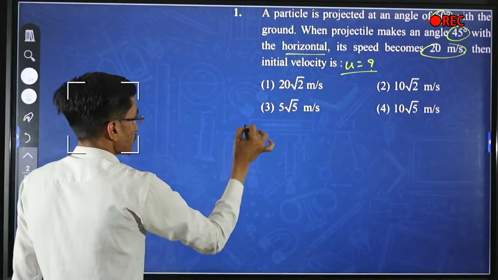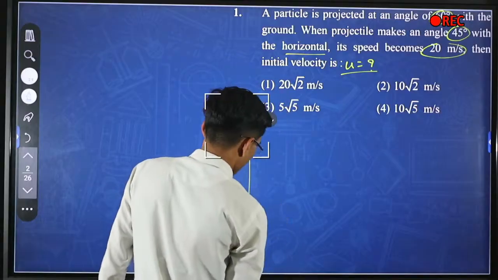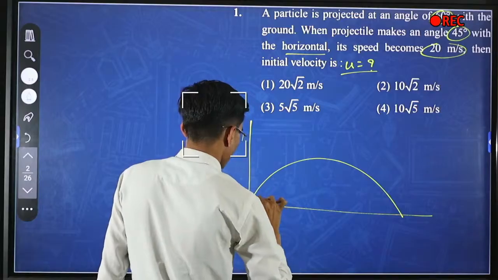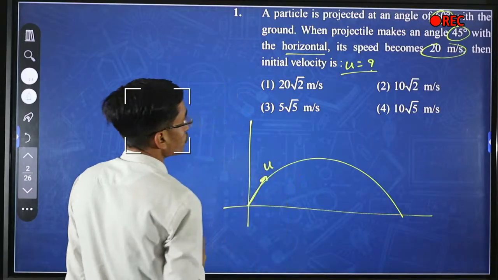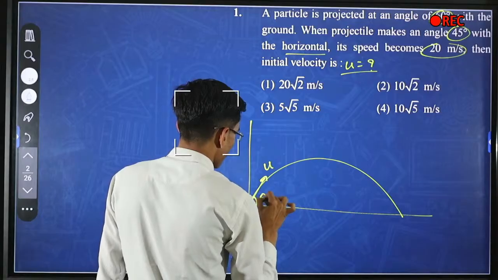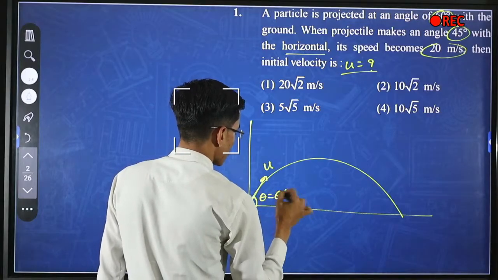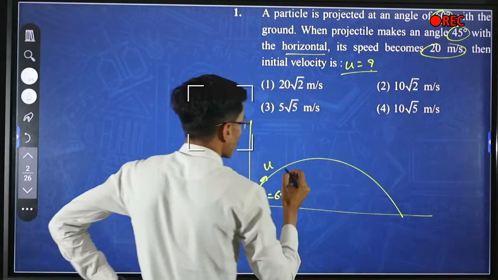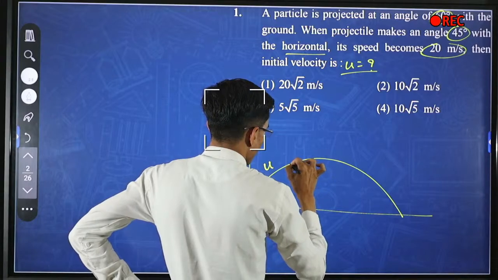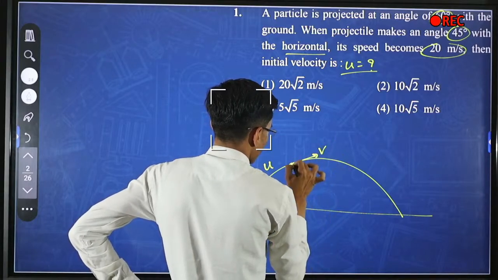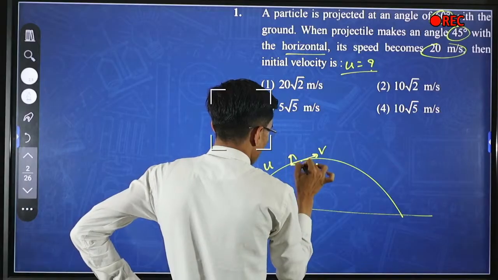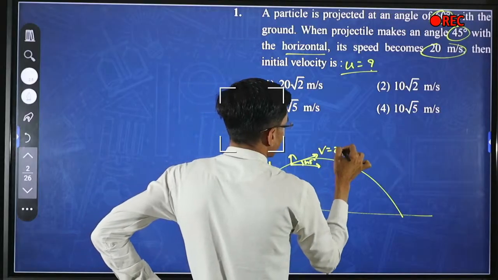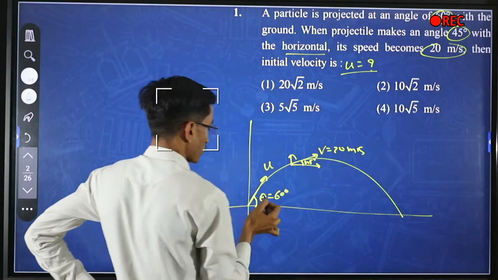Okay. In this case, the particle is projected like this. Initial speed is u and the projection angle is given as theta, 60 degree. When its angle with the horizontal is 45, let us say its point is like this, so this angle becomes 45 degree. At that time its speed is 20 meter per second.